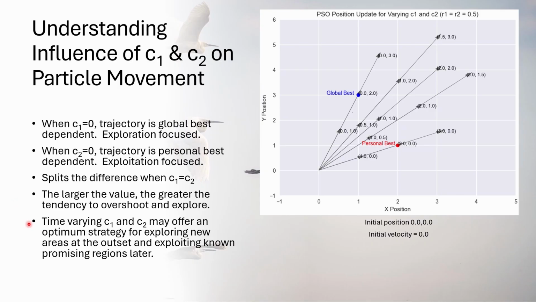An interesting concept that you could apply is, through the iterations, to vary the values of C1 and C2. This may offer an optimum strategy for exploring new areas at the outset and exploiting known promising regions later, through manipulating the values of those coefficients.